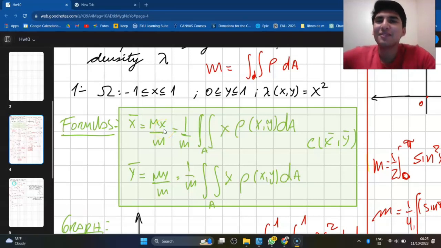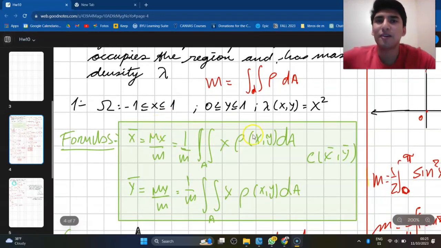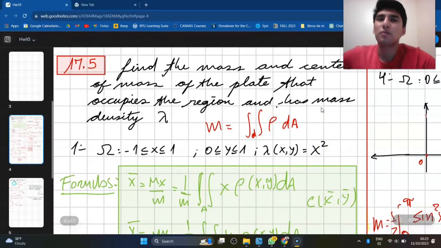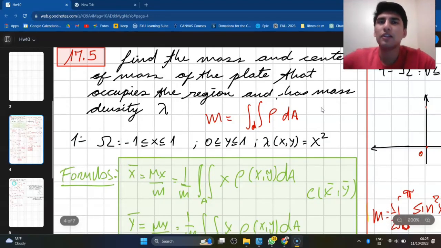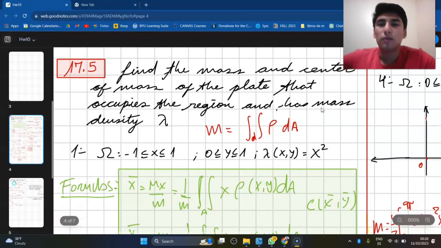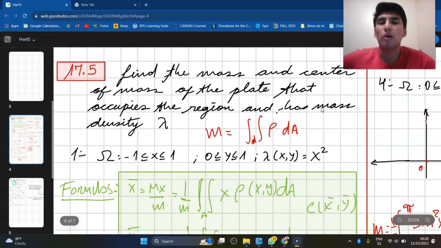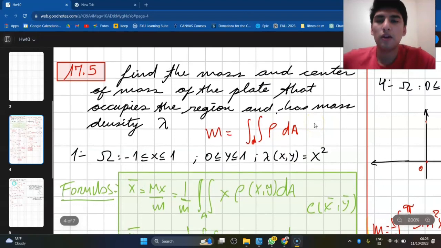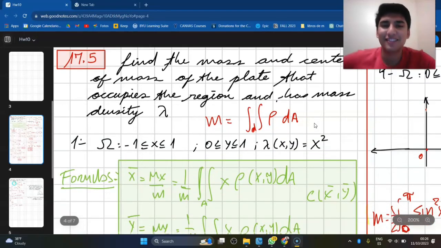Hello everyone. Today I'm going to teach you how to create a program for the TI-nspire to solve double integrals and find the mass and center of mass with the density function. We're going to build that in the TI-nspire. It's simple, right? So we have this problem where we have limits and the density function, and we are asked to find the mass and the center of mass.